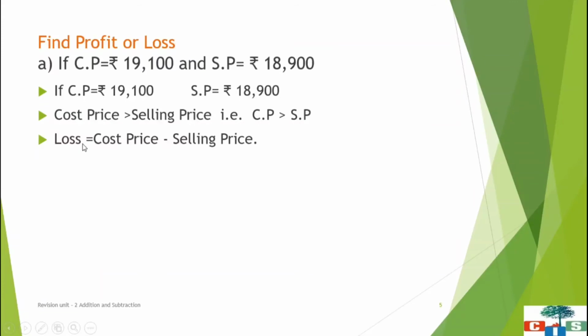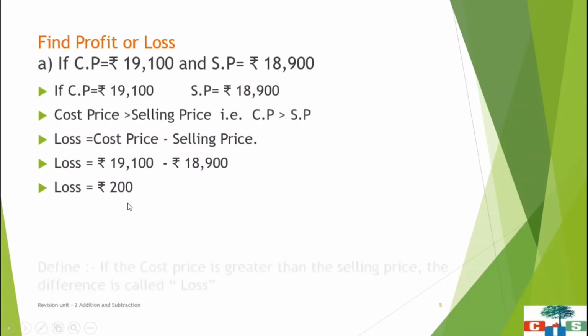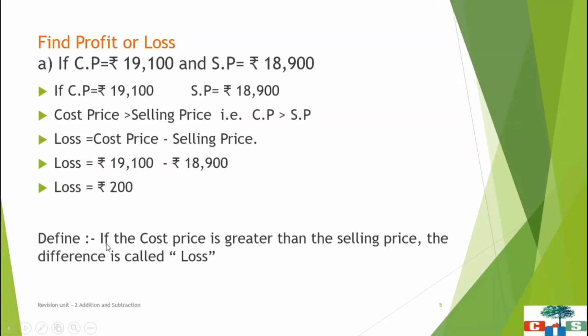So what is the formula for loss? Loss is equal to cost price minus selling price. What is the cost price given? 19,100, and what is the selling price given? 18,900. We will subtract these two, so we will get a loss of rupees 2,000. When cost price is greater than selling price, then there is a loss. And what is the definition for loss? If the cost price is greater than selling price, the difference is called loss.